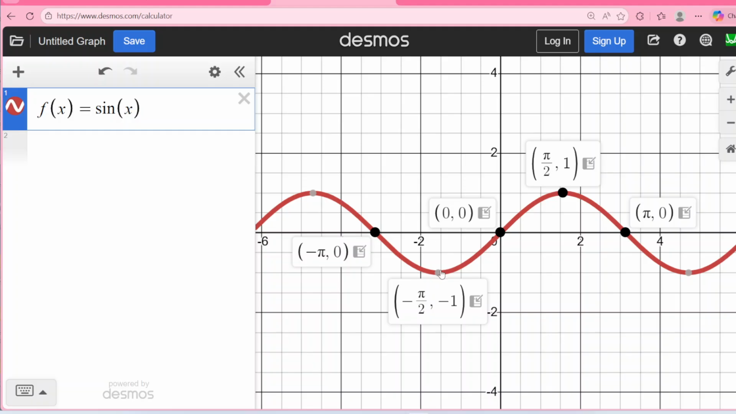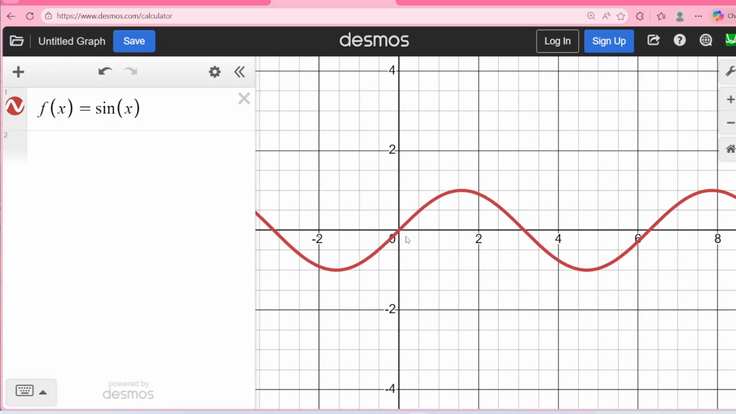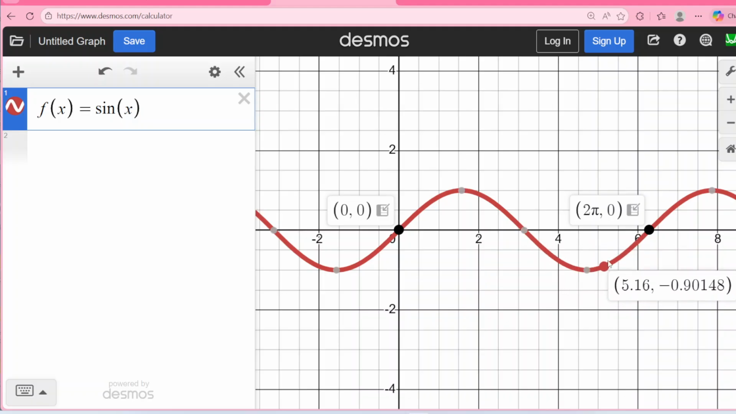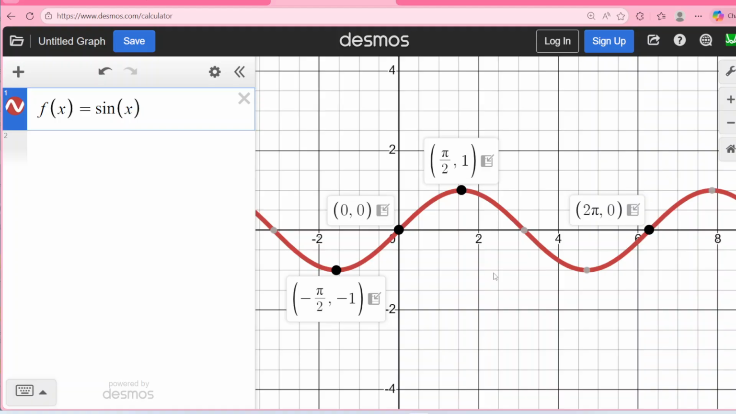Pi over 2, 1, negative pi over 2, negative 1. It had a period of 2 pi. Every 2 pi radians, the wave just repeated again. And the highest it got was 1. The lowest it got was negative 1. Again, hopefully this looks familiar from a previous pre-calculus or trigonometry class.